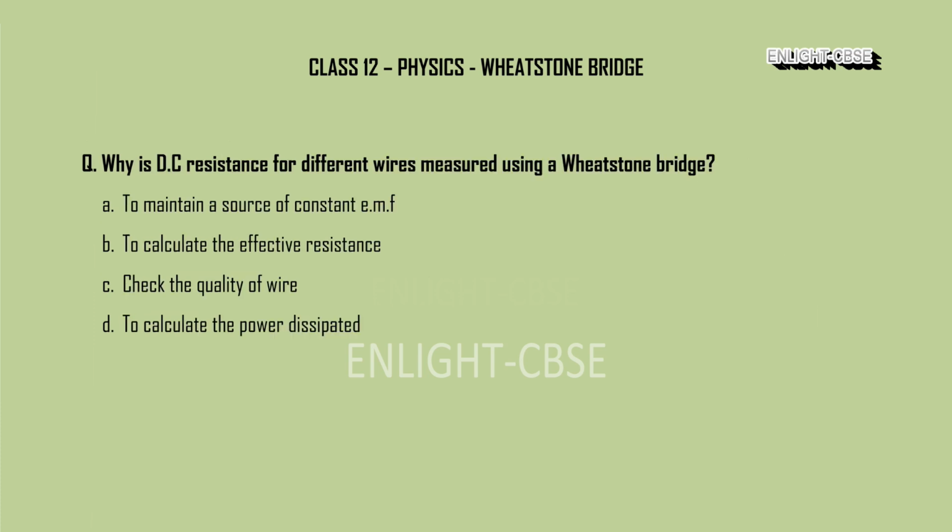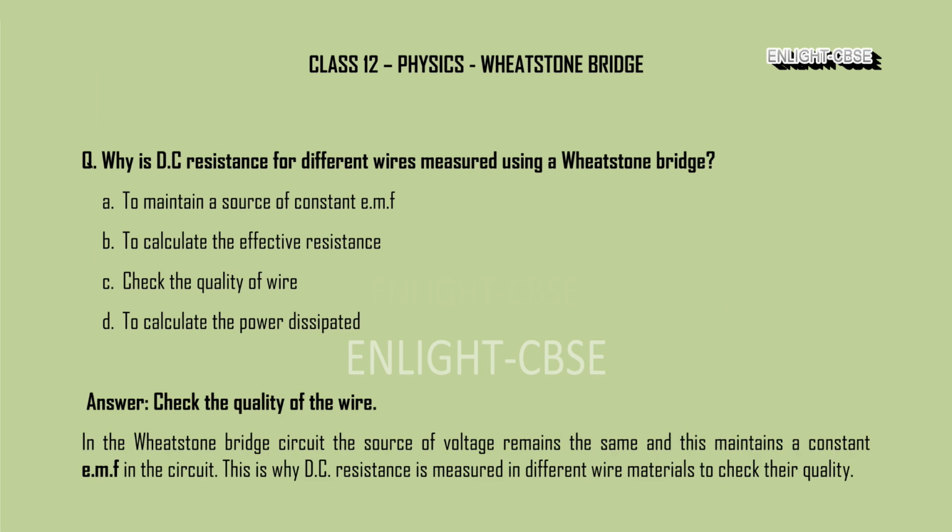Question: why is DC resistance for different wires measured using a Wheatstone bridge? A. To maintain a source of constant EMF. B. To calculate the effective resistance. C. Check the quality of wire. D. To calculate the power dissipated. Answer: check the quality of the wire. In the Wheatstone bridge circuit, the source of voltage remains the same and this maintains a constant EMF in the circuit. This is why DC resistance is measured in different wire materials to check their quality.